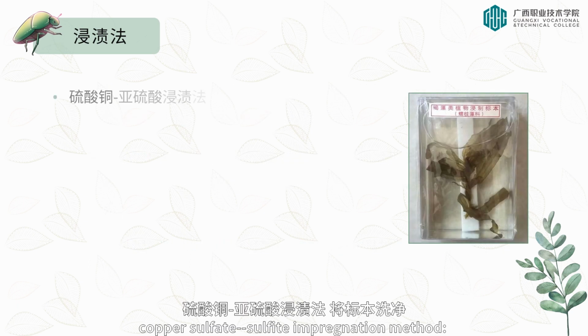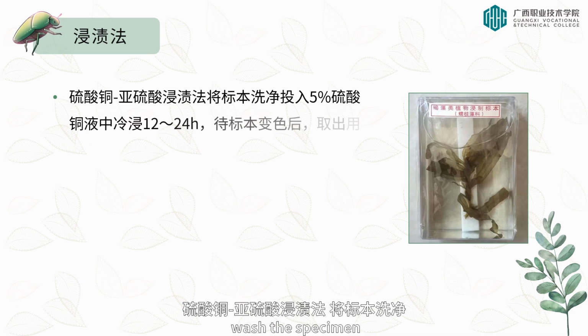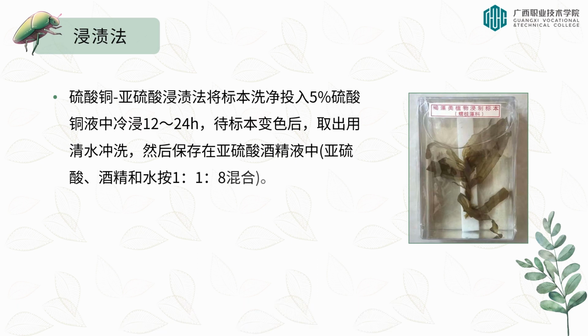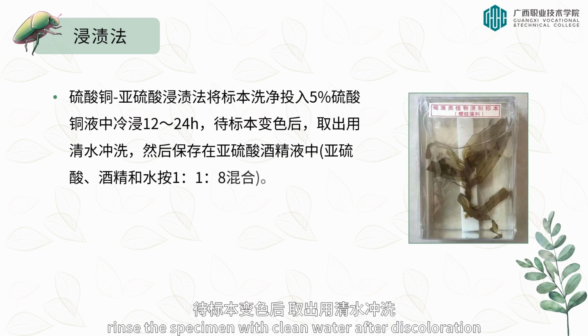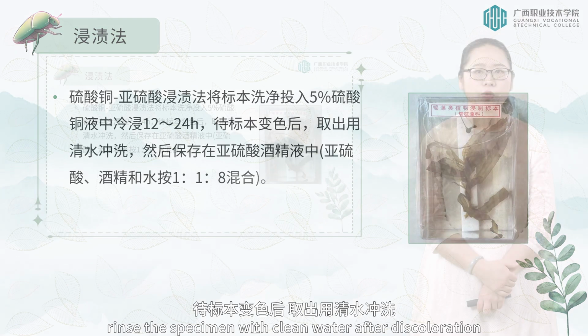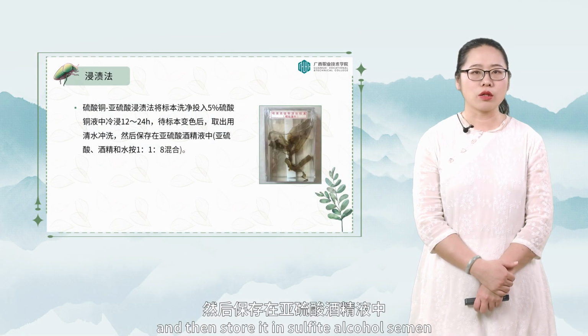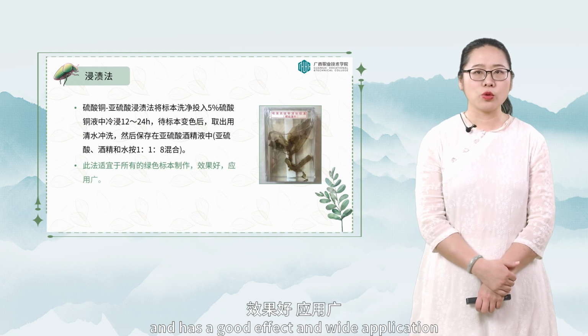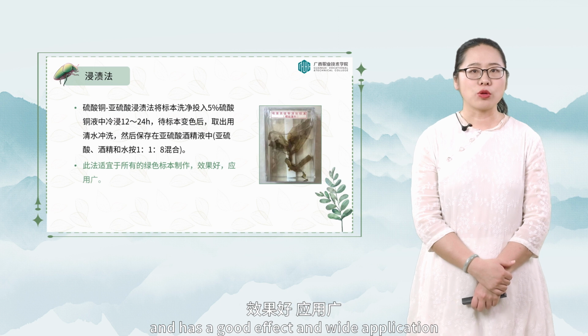Copper sulfate, sulfite impregnation method. Wash the specimen. Immerse it in 5% copper sulfate solution for 12 to 24 hours. Rinse the specimen with clean water after discoloration and then store it in sulfite alcohol solution. This method is suitable for all the green specimen making and has a good effect and wide application.